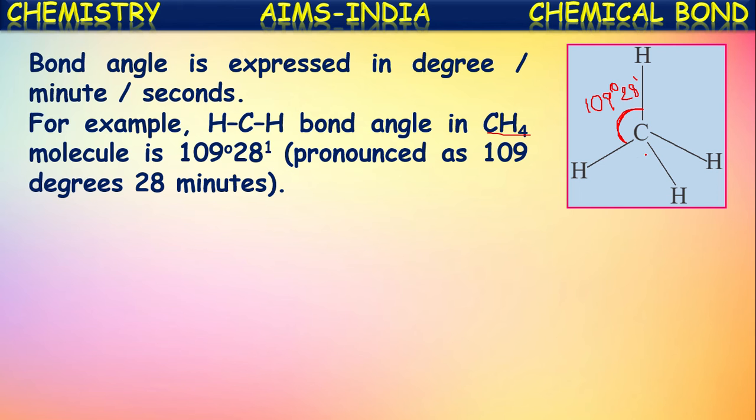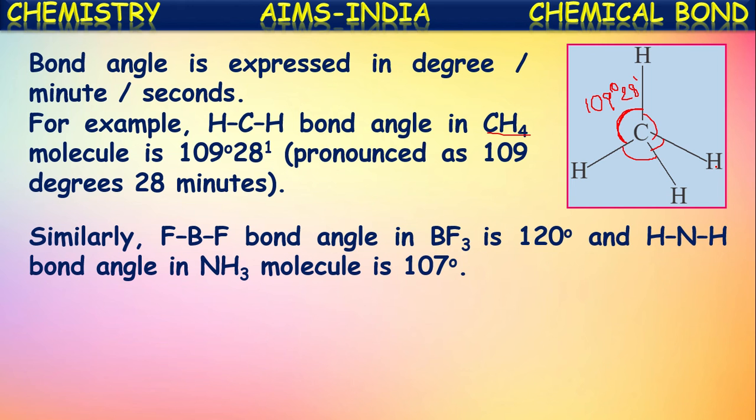Here also you can say the same. Between these two hydrogen atoms also the bond angle is said to be 109 degrees 28 minutes. Here also the same, and here too. Between any two atoms in this molecule, the bond angle will be 109 degrees 28 minutes.